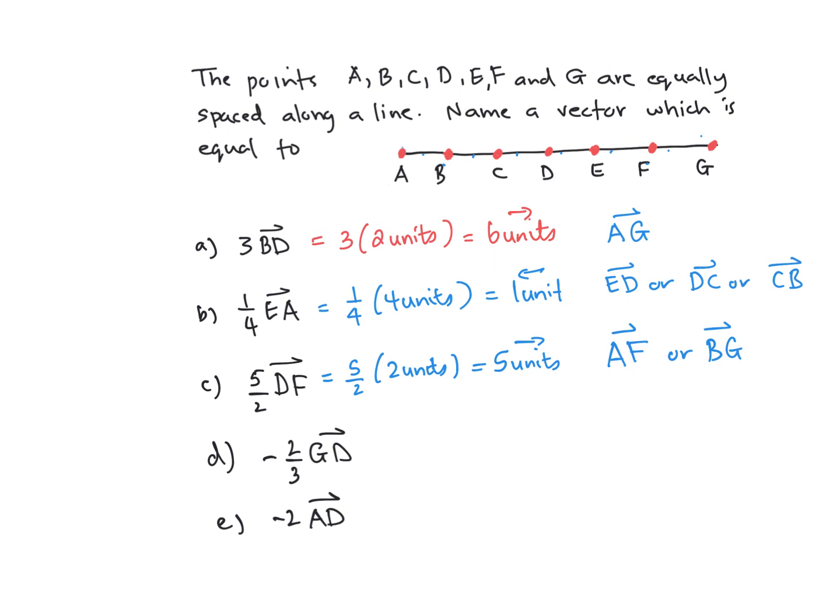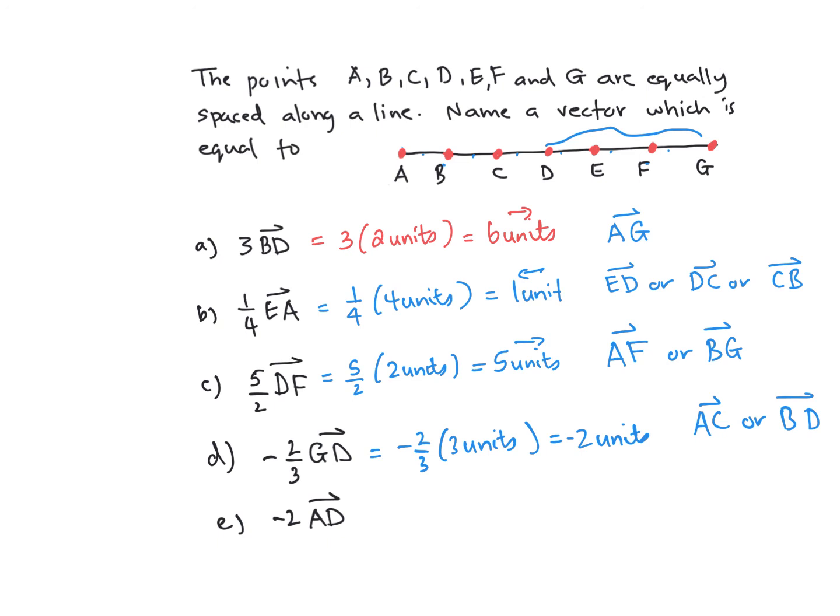G to D is from here to here. It's 1, 2, 3 units. So we want to go in the opposite direction and we want to do 2/3 of 3 units. So the vector I want has to be 2 units long in the opposite direction of G to D. G to D goes to the left, so the vector I want needs to go to the right, and it has to be 2 units long. So again, there's more than one option. If I start at A, 2 units to the right would be to C. If I started at B, 2 units to the right would go to D, and so on. I could go from C to E, D to F, or E to G.